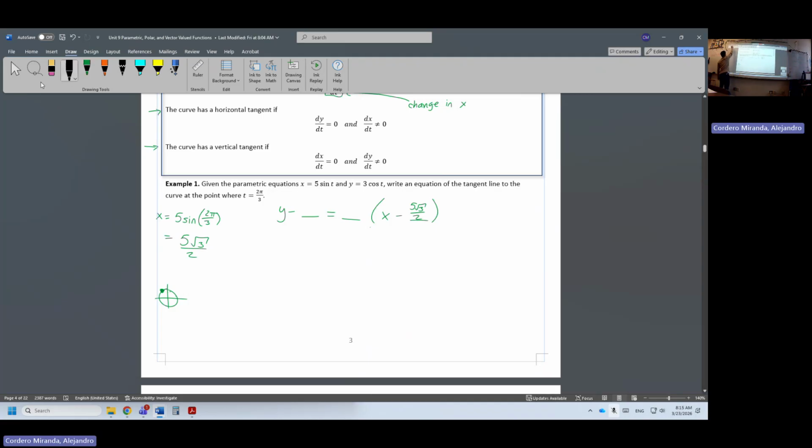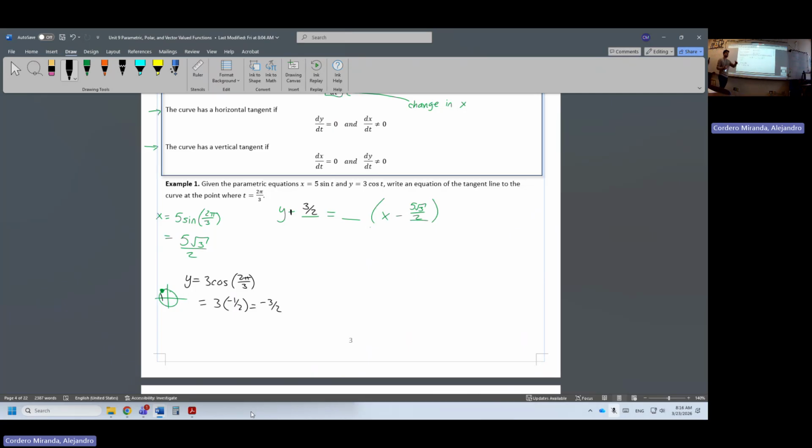Okay, then the y value is the same thing, but now with the y equation, so 3 times cosine of 2 pi over 3 is 3 times negative 1/2 for the same reason as before. So negative 3/2, which is going in here. So minus negative 3/2, but let me just make that a plus 3/2. Boom, and then here's the actual new part.